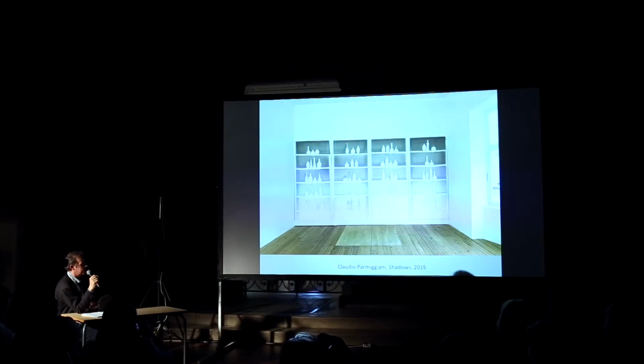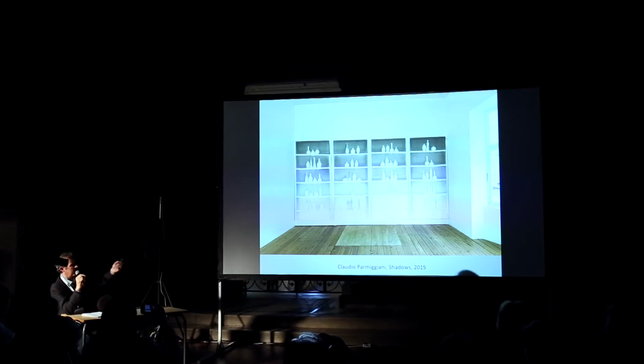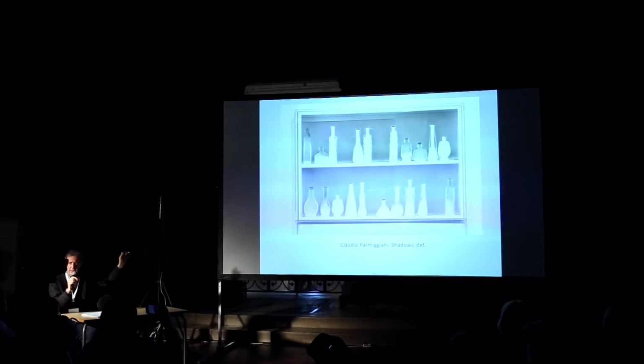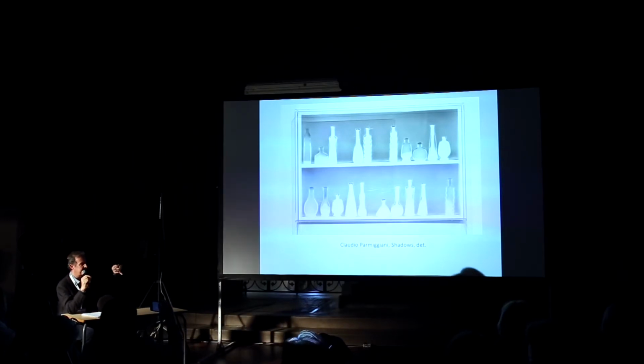So the direct relation with this research is, again, Claudio Parmigiani, who did a lot of works that he calls shadows. Shadows are made with real smoke. He makes these works putting the real object into the box and filling it with smoke. So in some way, it's no more a process of representation, but it's a process of performing the object. And performing the object gives then the result of its absence through this process.